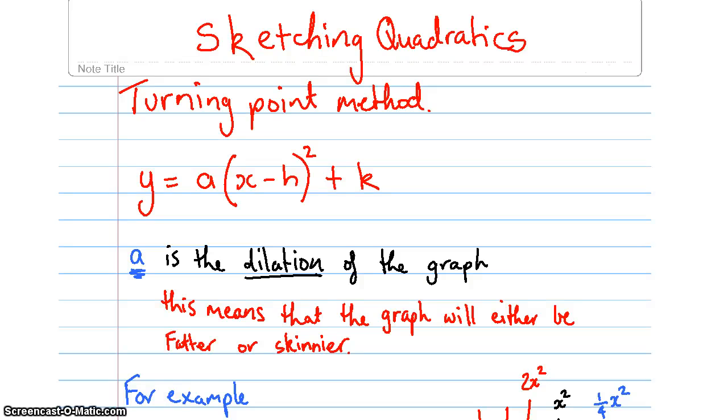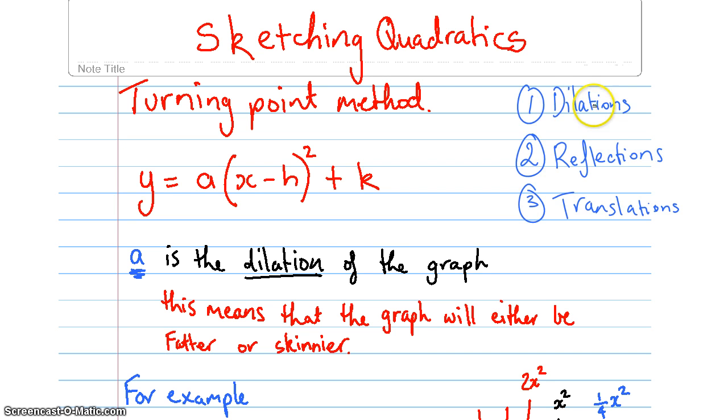G'day and welcome to this video on sketching quadratics using the turning point method. For this video I want to show you how different things can happen to a quadratic graph. We call them transformations, and the three types of transformations that can occur are dilations, reflections and translations. And I'm going to describe each of these three as they are applied to a graph.